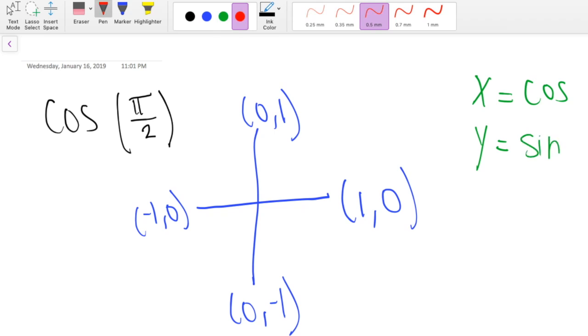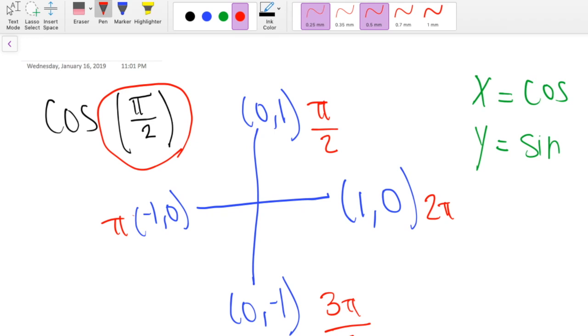Now, at these points, you also have 2 pi, pi halves, pi, and 3 pi over 2. Now, how is all this information going to help us out with the problem? Well, if we look back at our problem, we have pi halves. So where do we have pi halves on this chart right here? Pi halves is right where we see the (0, 1) coordinate points. And what's the question asking us for? Cosine of what? Pi halves.